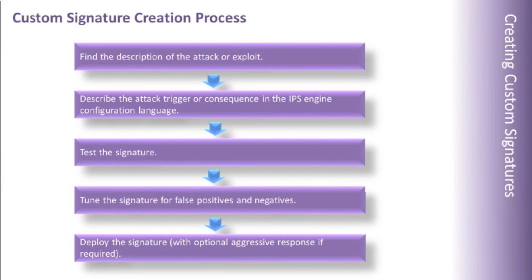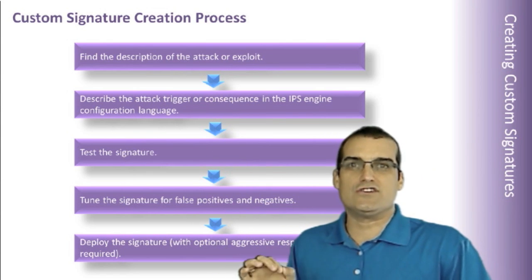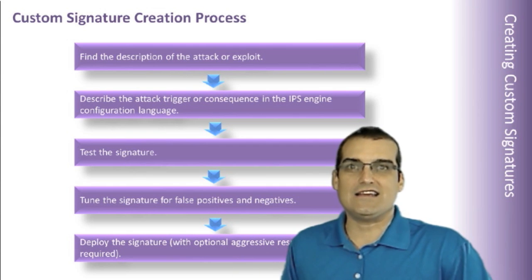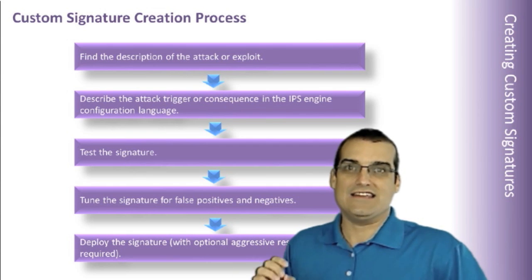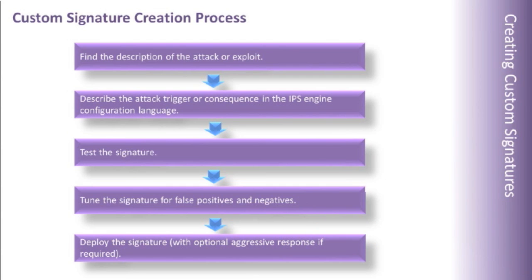What's the custom signature creation process? Well, first of all, you have to clearly know your attack. You have to have a very clear description of exactly what the attack is and does that you're trying to prevent. So we come up with a very clear-cut description of the exploit. Then we describe how we could capture that particular event. In other words, what would we do in IPS's configuration language to catch that particular attack?